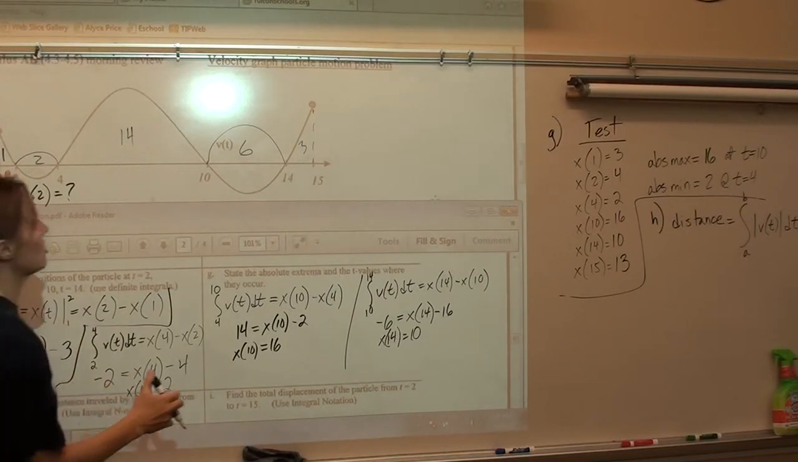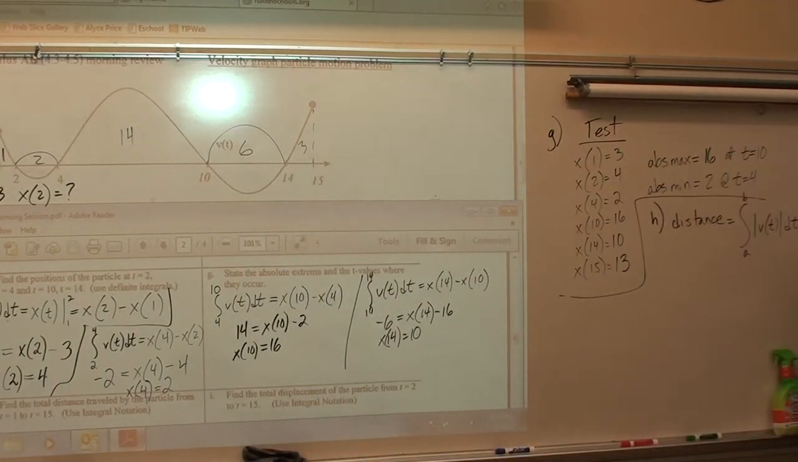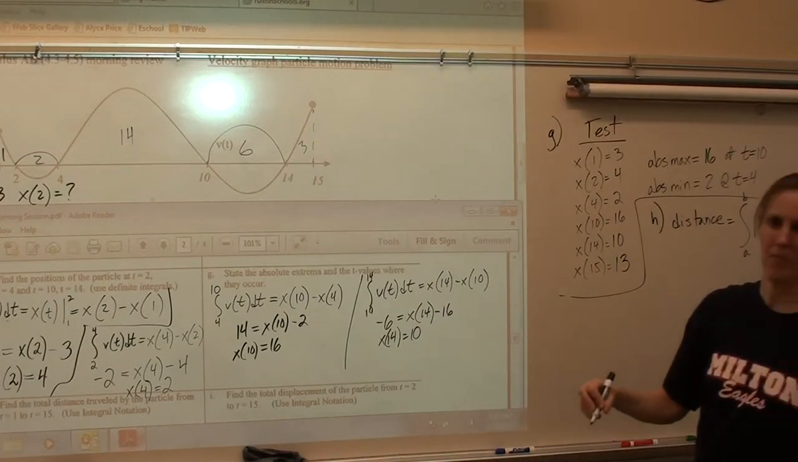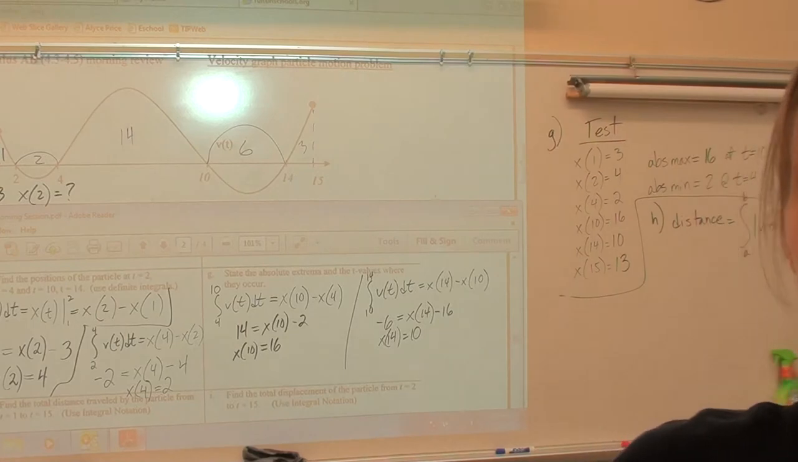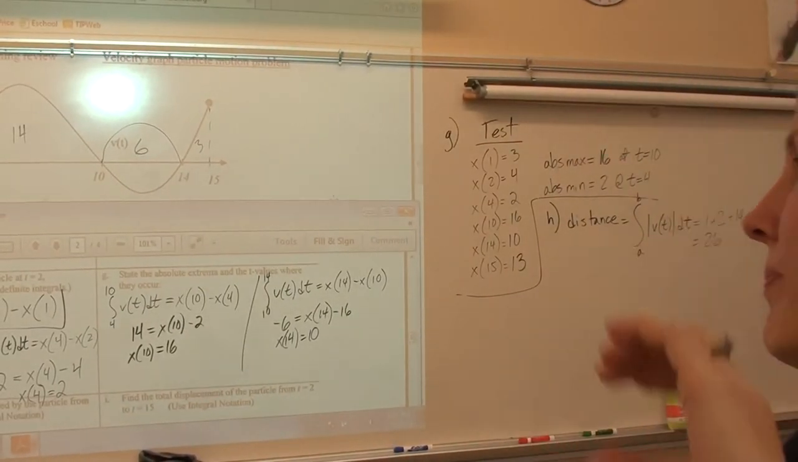So our distance traveled is 1 plus 2 plus 14 plus 6 plus 3. And in other words, 3, 17, 26 units of whatever the units are. I hope I can see that. There.